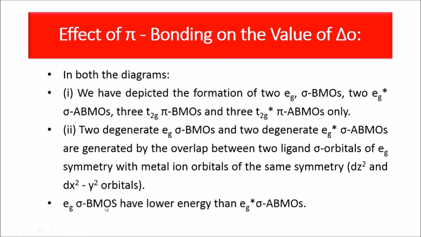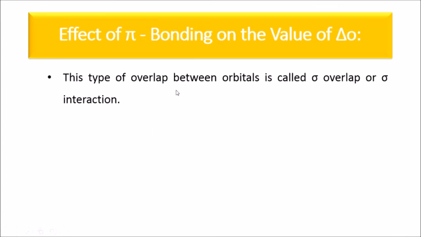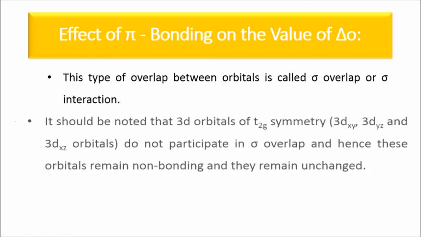Now Eg sigma BMOs have lower energy. Always you know that BMOs have lower energy compared to ABMOs. So that is there in the second point. This type of overlap between the orbitals is called sigma overlap, and that interaction is known as sigma interaction, and in short we are branding it as sigma donation interaction only.